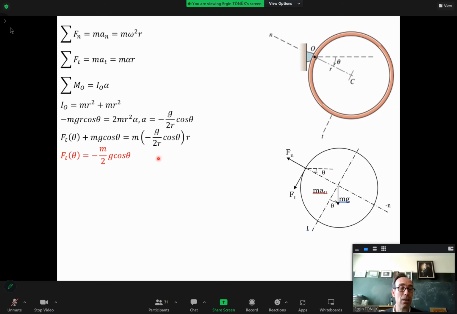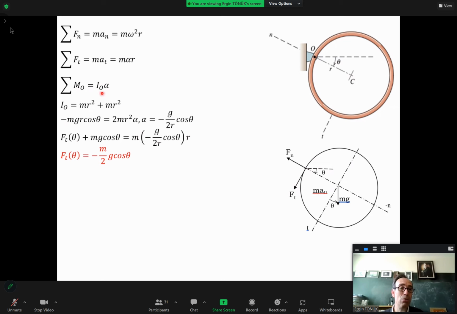For Ft, then I can take this to that side and get the answer, which is negative m over 2 g cosine theta. Since m is positive, g is positive, you see the direction I assume is incorrect, but that's not a trouble, okay? You don't need to guess the correct directions of forces. You will just get a minus sign in the front, okay? That's not a trouble. Clear? So this is one of the answers.